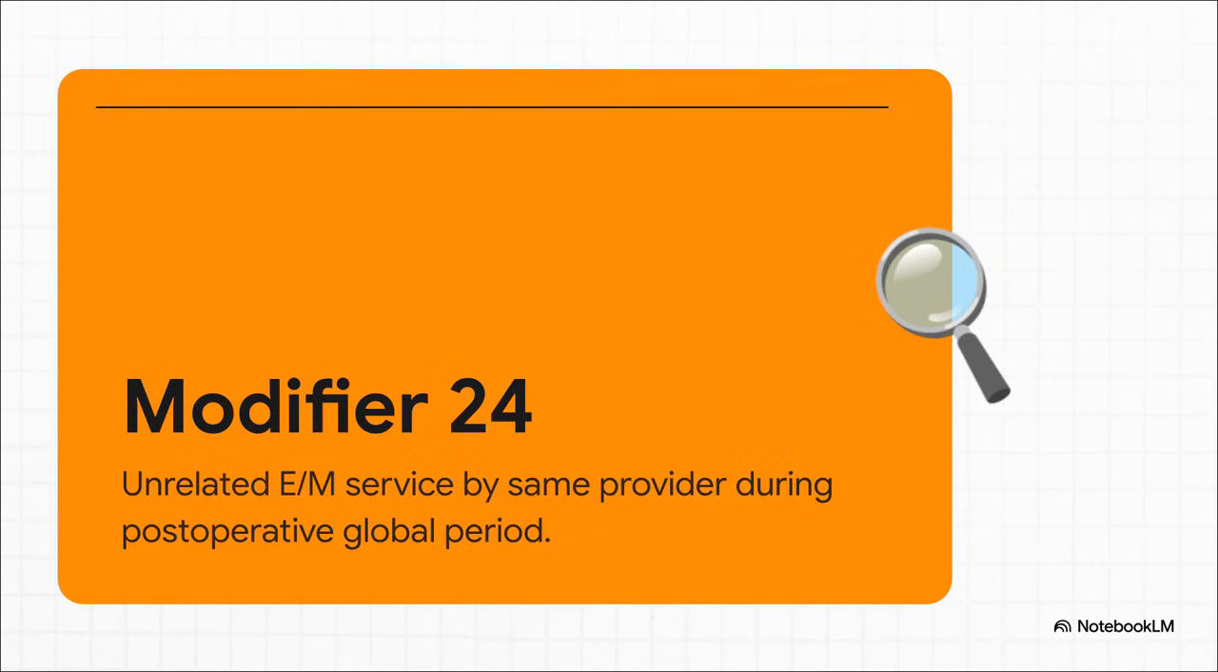Moving on, we have Modifier 24. This one is for an unrelated evaluation and management service by the same provider, but specifically during a post-operative global period. You know the drill. When a patient is in a global surgical period, routine follow-ups are financially bundled right into the surgery code. So to use Modifier 24, you absolutely need a separate diagnosis code that screams, hey, this visit has literally nothing to do with the patient's surgical recovery.